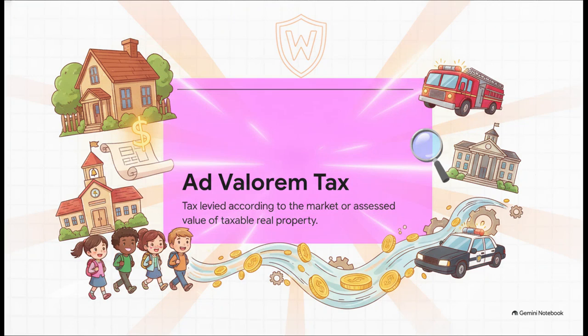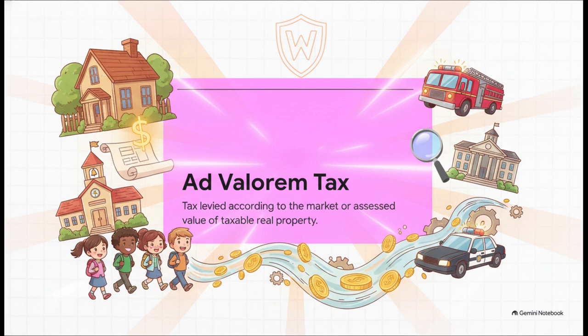Before we go wild typing addresses into random databases, we really need a quick primer on how Wisconsin actually handles property taxes. Why? Because it directly impacts how you're going to search for them. Wisconsin uses something called an ad valorem tax system. Sounds fancy, but it's just a Latin phrase that means according to value. Basically, your taxes are levied based on the assessed market value of your real property. That includes the land itself, your actual house, and any attached buildings or fixtures.